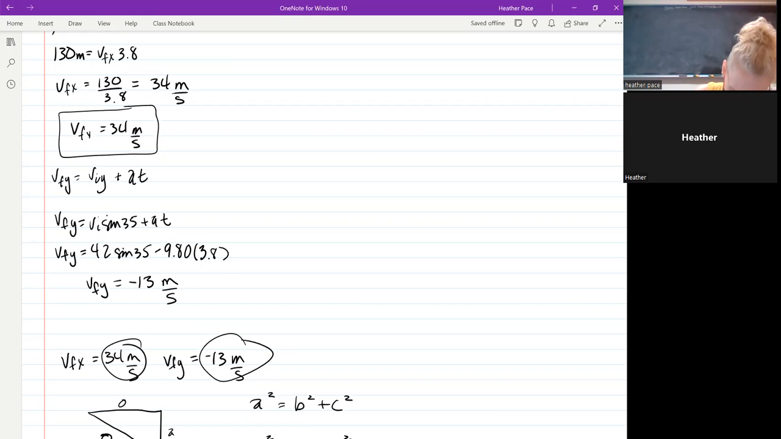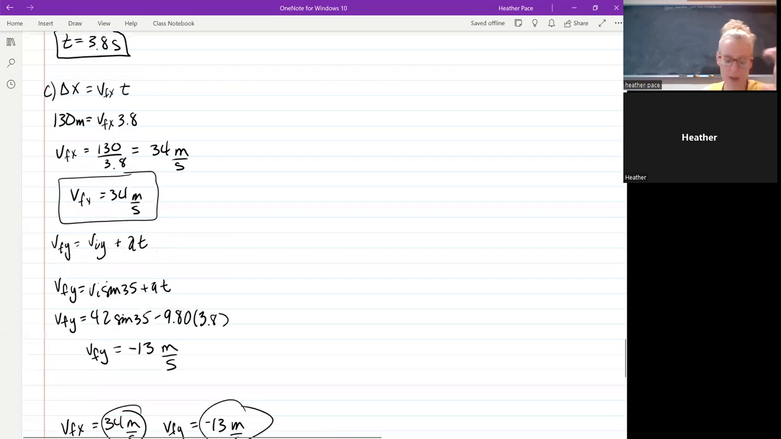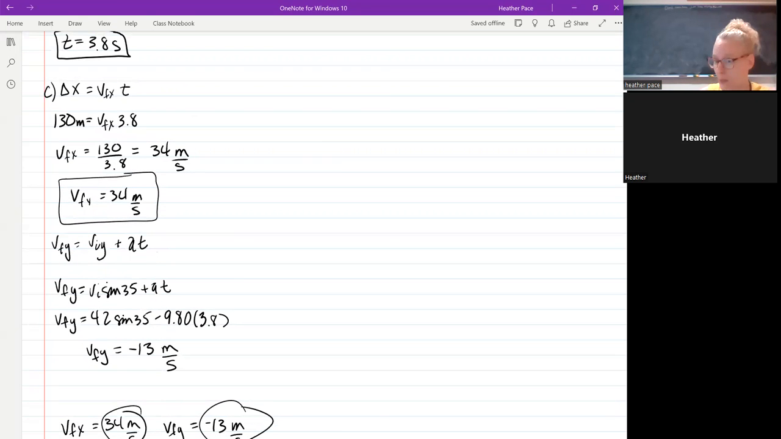Okay, sorry, moving along. So we're going to start with, again, a simple equation because A is 0 in the x direction. We're going to go delta x equals VFX t because we're solving for VFX and VFY, so we can solve for the speed. If we plug in what we know, which I've done right here, we get VFX equals 34 meters per second.